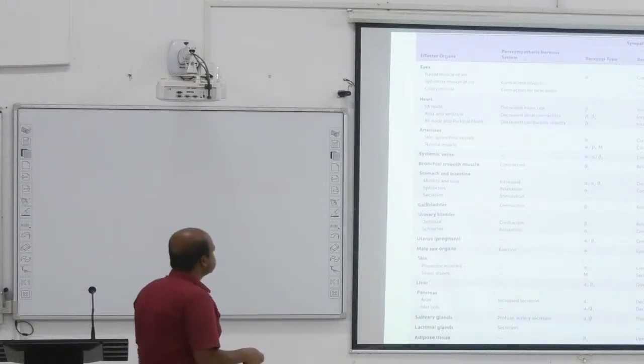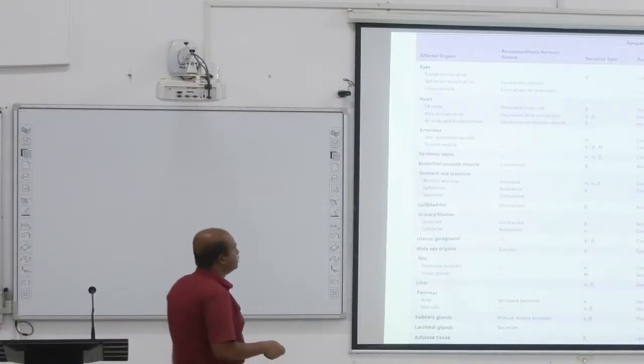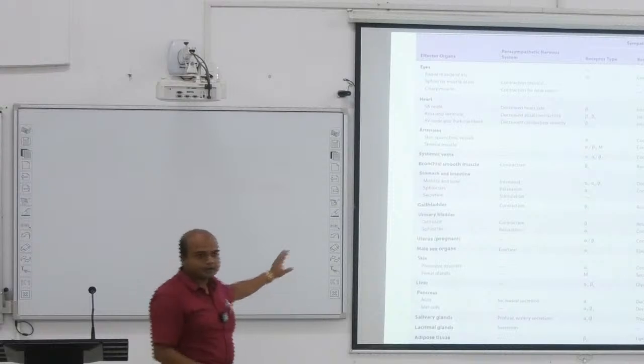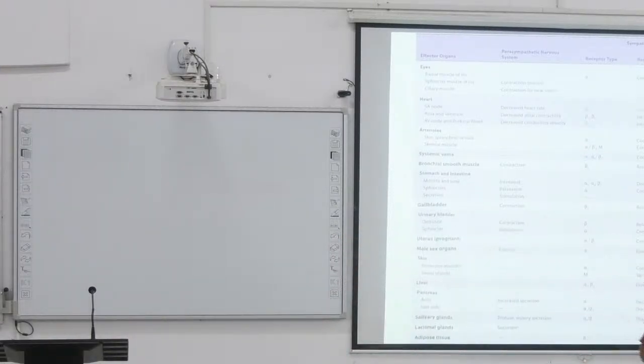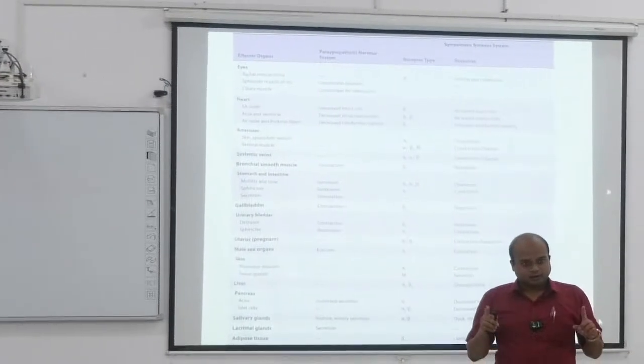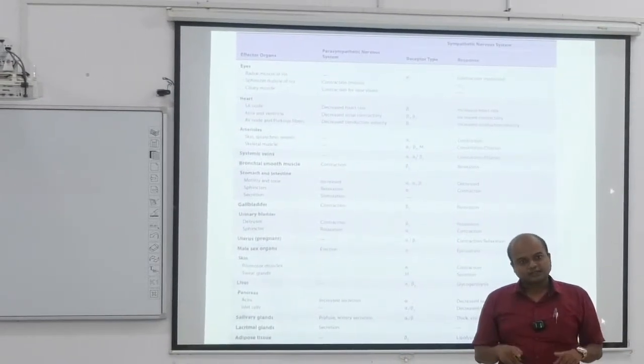So this is alpha or beta. Don't go into details now, which is alpha 1, which is beta 2, which is beta 1. Leave it. Alpha, beta, that means noradrenergic for sympathetic, muscarinic for cholinergic, muscarinic for parasympathetic. Detrusor will contract under sympathetic.